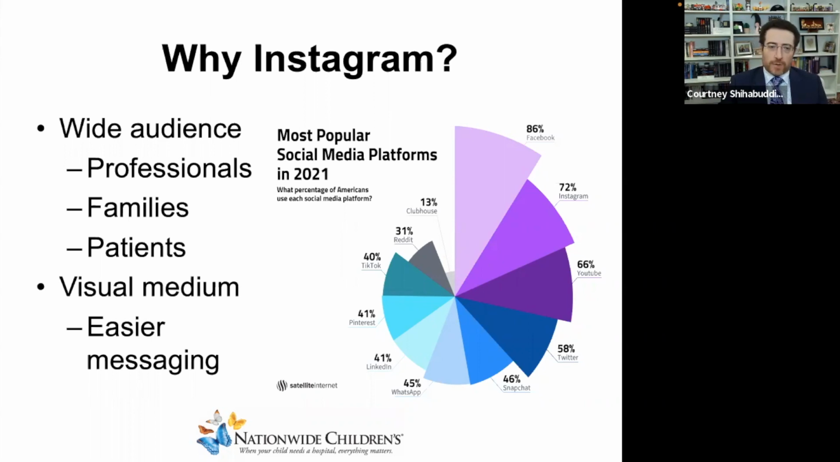In April of 2021, Satellite Internet, which is an internet provider that specializes in providing internet services to rural areas of the US, conducted a survey of 1,000 subjects on the most popular social media platforms at the time. And as you can see in this figure, 86% of respondents identified Facebook as the most popular social media platform, followed closely by Instagram. Instagram was more popular in the 18 to 29-year-old age group, and Facebook was more popular among the older than 29-year-old group.